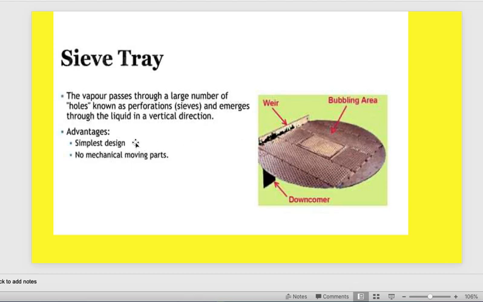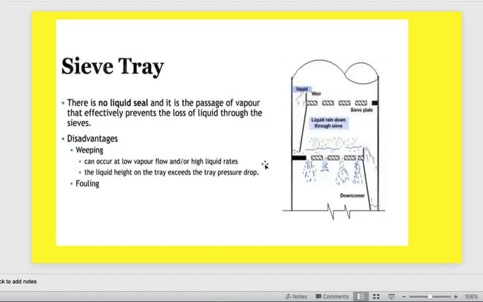What is the advantage? Simple design and very cheap because it is just a summation of holes, and no mechanical moving parts. This is for the sieve tray. Here it's very easy to see that if you have a higher liquid load, this load can go down in the wrong direction, falling through the vapor holes, and the tray is weeping or something like that. Clear? Because it's only simple holes.